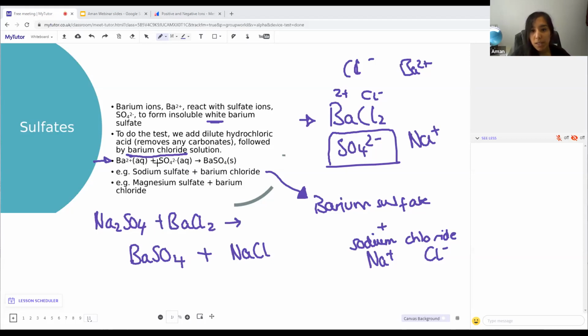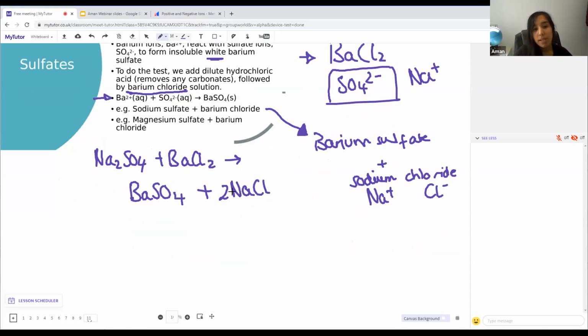Good. Okay, so everyone is saying we need 2 NaCl. So let's have a look at that. On the product side, we only have 1 sodium, so we need to make that 2. We now have 2 sodiums, 1 sulfate, 1 sulfate, 1 barium, 1 barium, 2 chlorines, 2 chlorines. So excellent, well done. Okay, final one, and then we will do a quiz. You're all doing really well today. I know this is quite content heavy, so very well done.